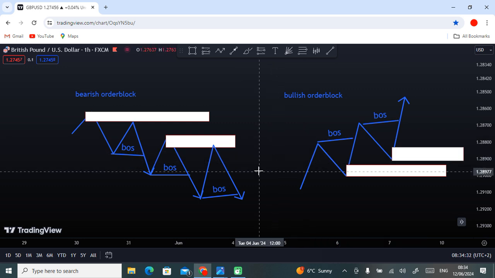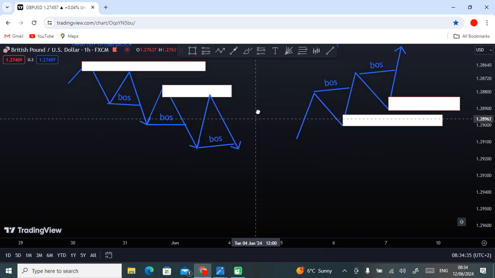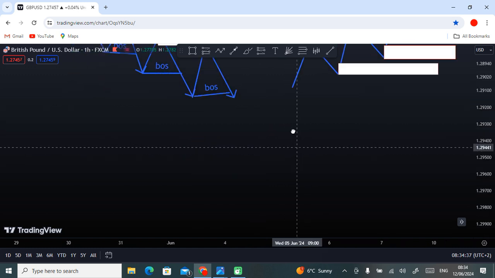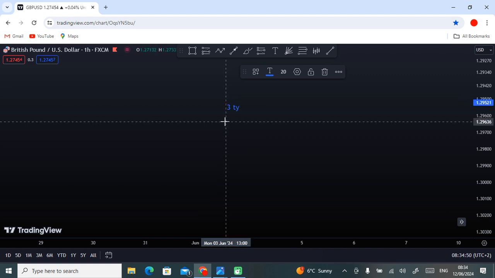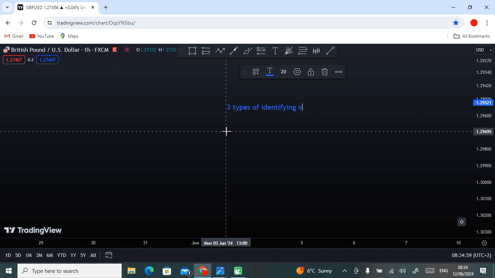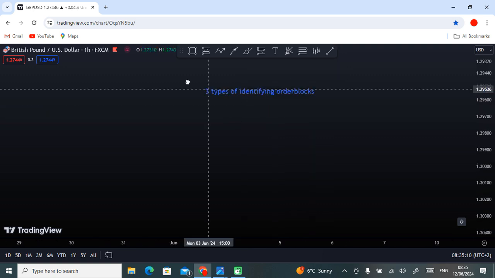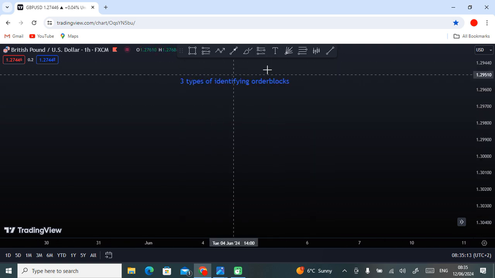I will just do order blocks on how to identify them. Let's make perfect examples. As I've said, we have three types of identifying order blocks. Let me move this thing up.